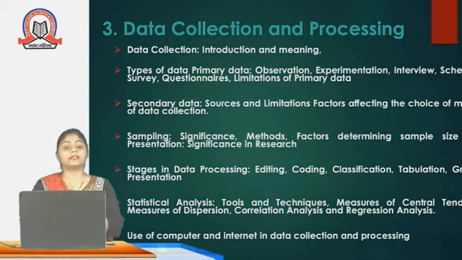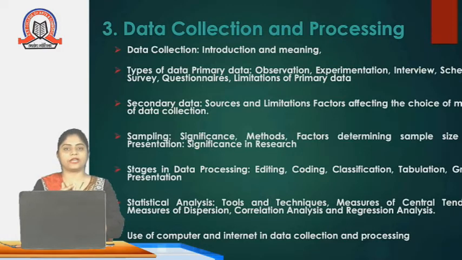Next, the other part. This is the first part, data collection. The other part of this unit is data processing. For processing of the data, there are 5 steps or 5 stages. Number 1, editing. The data which we have collected, as it is, we need not present in the research report. We need to do the editing. Then coding: we convert the data into numeric form, alphabetical form, or alphanumeric form, wherever it is necessary, wherever it is required.